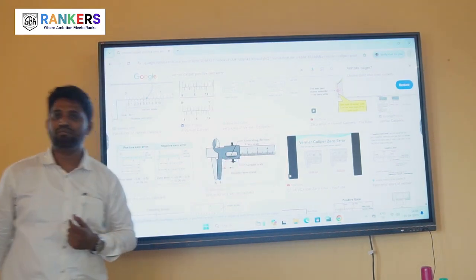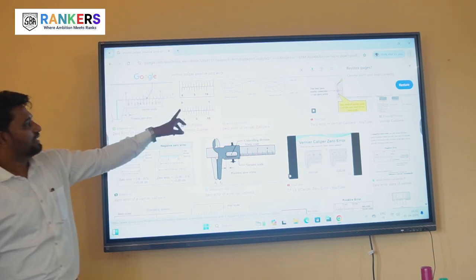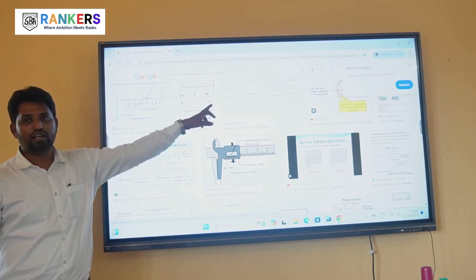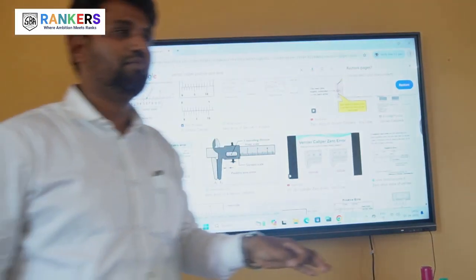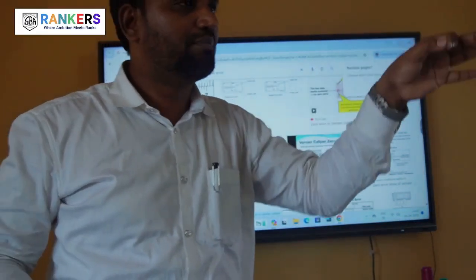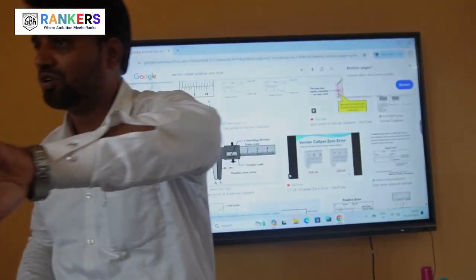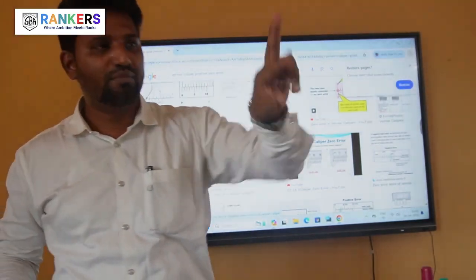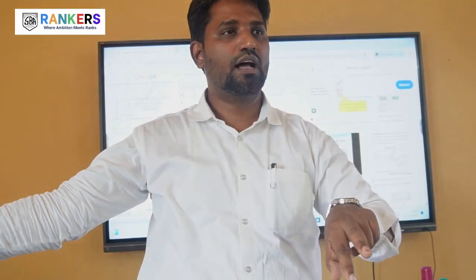But in the main scale you can see there is 0, then 1. In between 0 and 1, there are 10 divisions. After 1, there will be again 10 divisions, then 2. After 1, the first line is 1.1. Second line 1.2. Third line 1.3. 1.4, 1.5, up to 1.9, then 2. Again 2.1, 2.3, 2.4 and then 2.9, then 3.